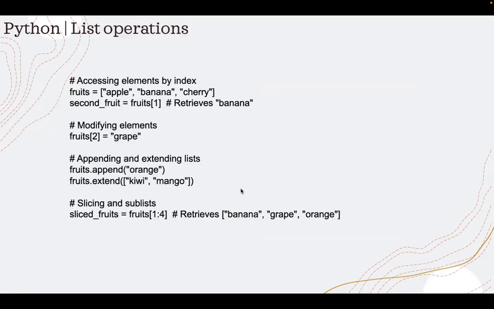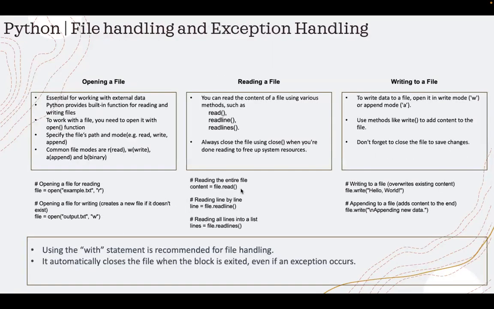Files are essential for working with external data, and Python provides built-in functions for reading and writing files. To read or write a file, we first need to open it, and to open the file we use the open keyword, give the file name, and there are modes of opening. How do I want to open the file? Do I need to open it for reading, writing, or appending?